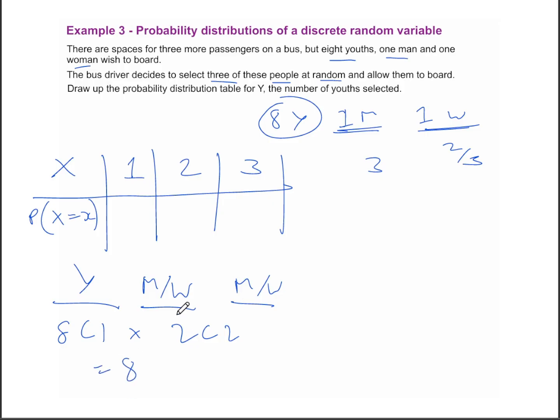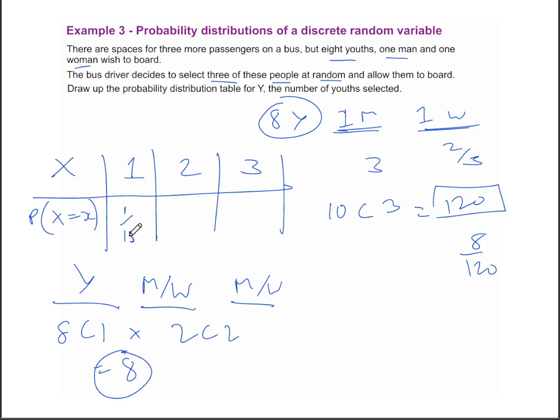What are the total possible selections? That's just going to be 10 combination 3. Why? We have 10 people in total and we have 3 spaces. So 10 combination 3 is 120. To find the probability, we do the success events over the total events, which is 8 over 120, which gives you 1 over 15.